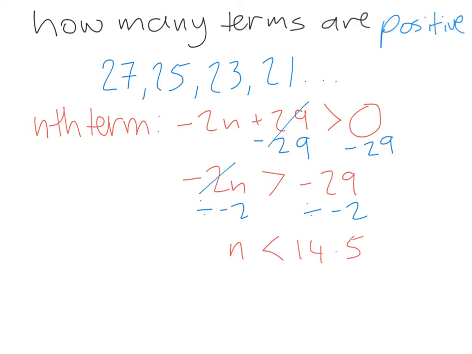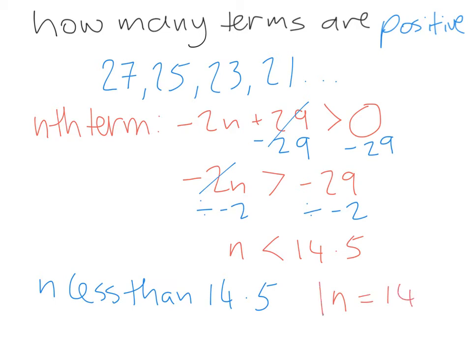Now, what does this mean in words? This means n is less than 14.5. Now, n has to be a positive whole number, a natural number, because there is no such thing as 14.5 terms in a sequence. There's 14 terms, or 15 terms, or 16 terms, or 100 terms in a sequence. But there's no such thing as 14.5 terms. So the actual answer is n equals 14. There are 14 terms in this sequence that are positive.